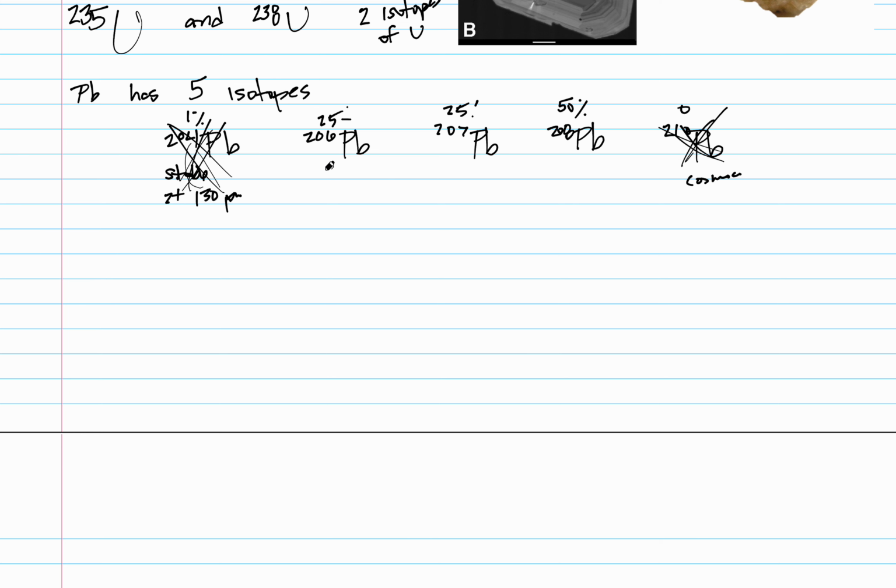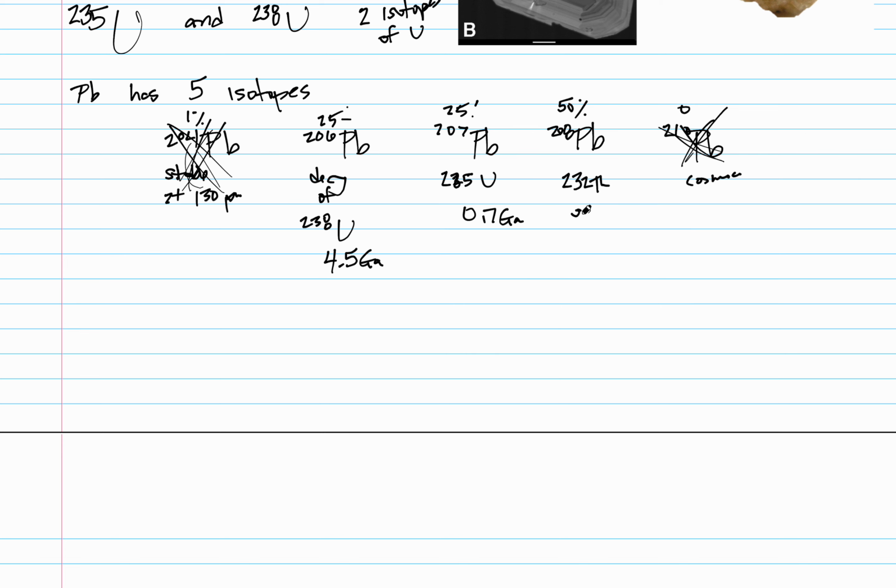Lead-206 forms from the decay of uranium-238. So that one matters. And the half-life for this is 4.5 billion years. Lead-207 forms from the decay of uranium-235, and it has a half-life of 0.7 billion years. And then lead-208, which actually makes up the majority of lead out there, can either be stable or form from radioactive decay of thorium-232.